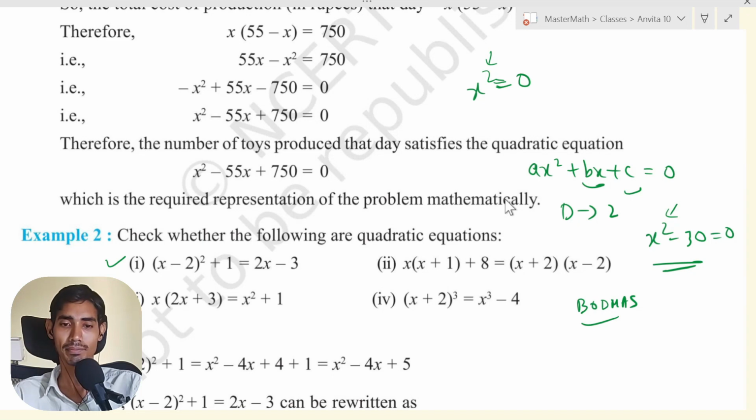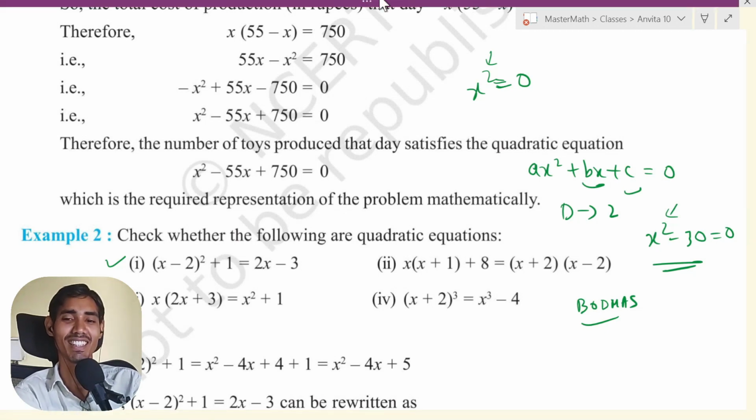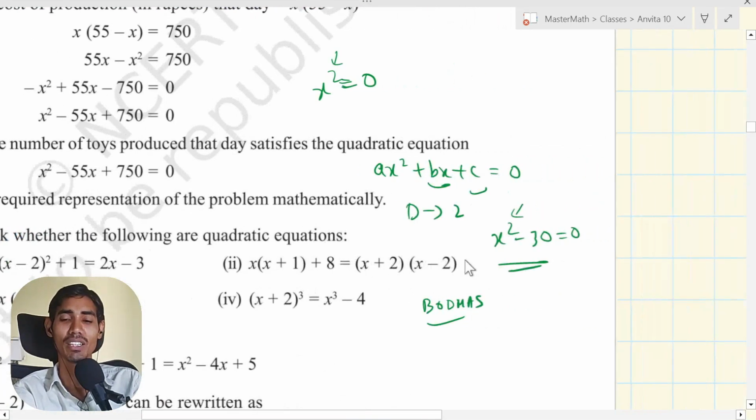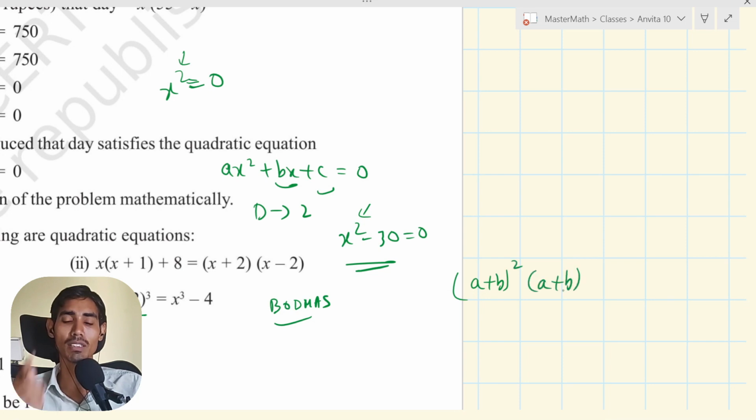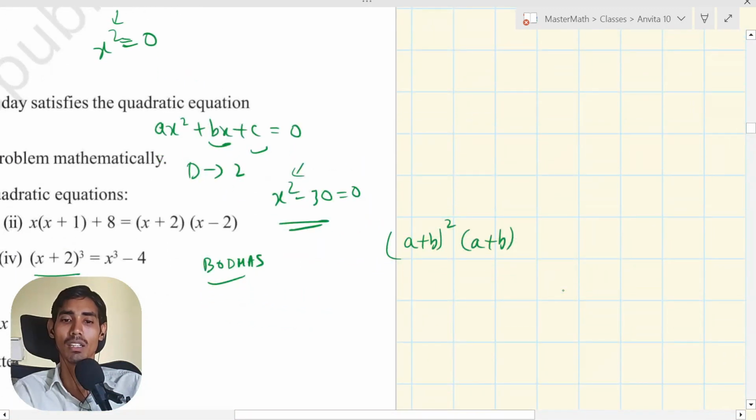Sir, I forgot those two cubic identities which I learned in class 9. In case you forget in the exam, what will you do? Sir, I will multiply and expand it. We have to multiply (a plus b) square with (a plus b). That's the way to go ahead. So you can get these and then multiply and get the answer.